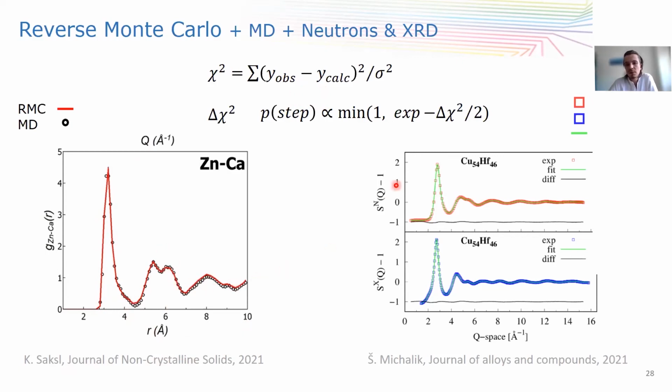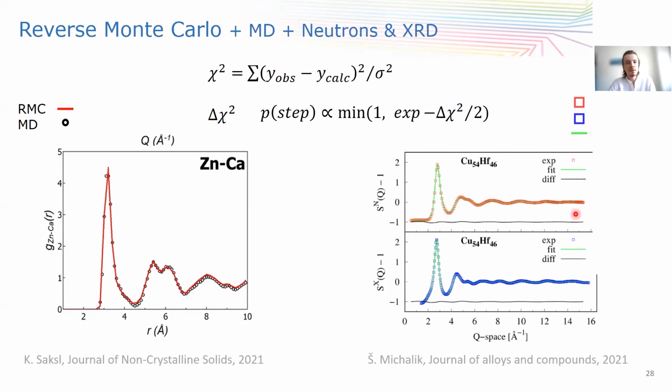And the next example is where reverse Monte Carlo was used for the data of the structure factor acquired by neutron or X-ray scattering. We can see as well that this Monte Carlo simulation is pretty accurate for simulating it.